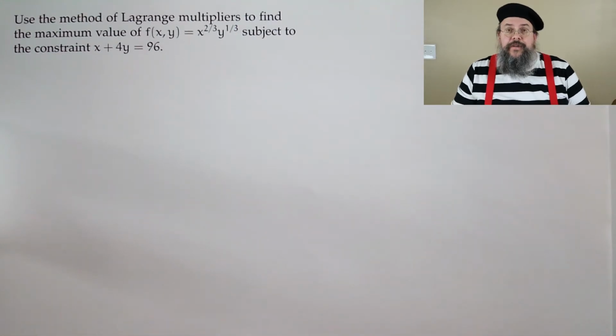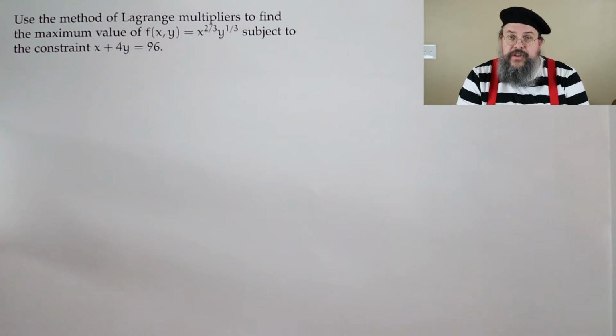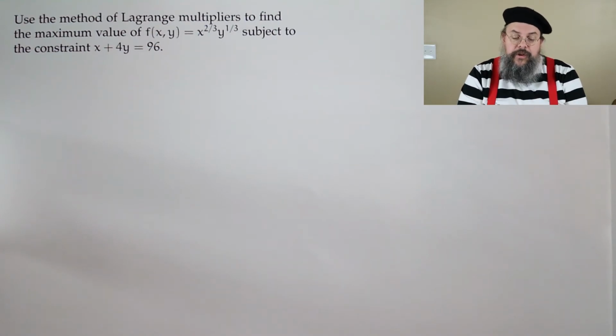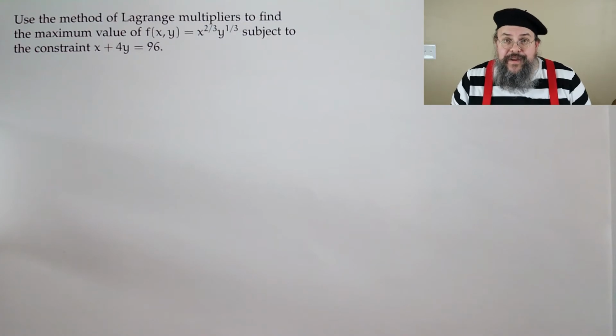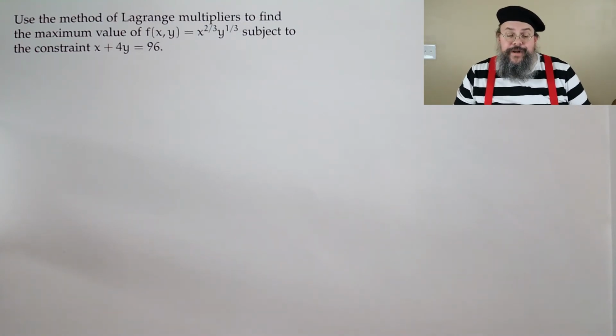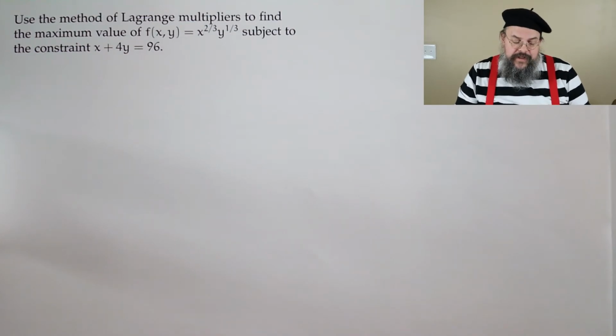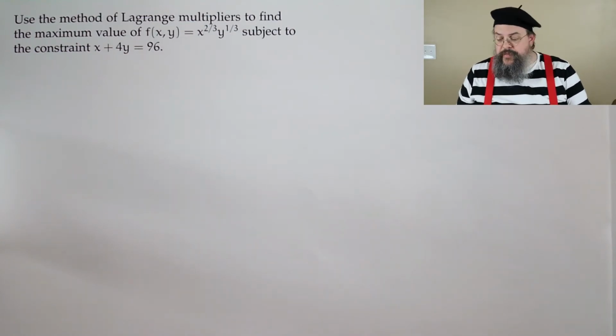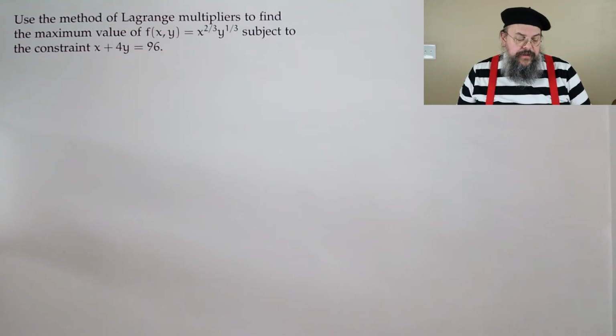Use the method of Lagrange multipliers to find the maximum value of the function x to the 2/3, y to the 1/3, subject to the constraint x plus 4y equals 96. Oh, this looks good. This looks wonderful. Well, let's try it out and see what we have.